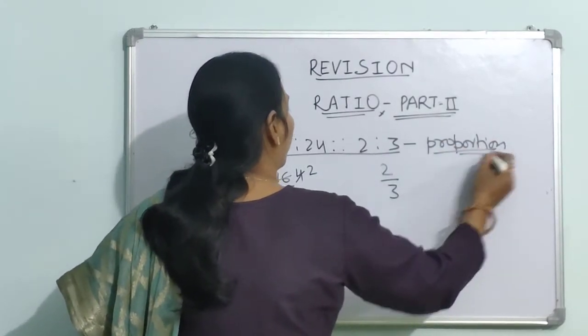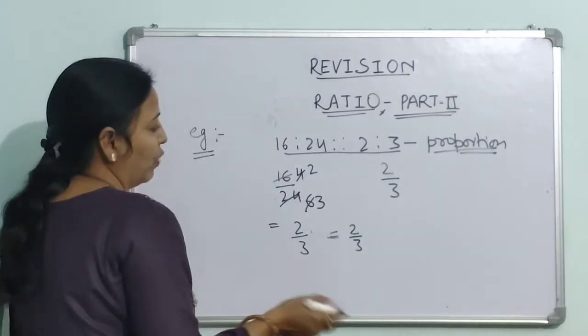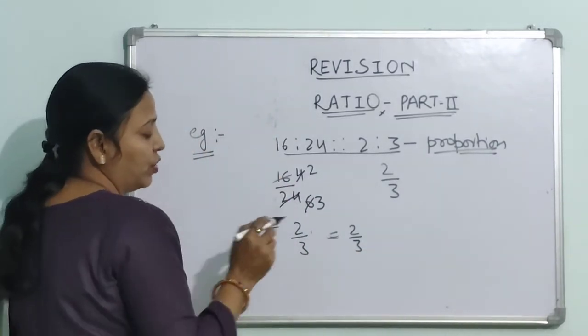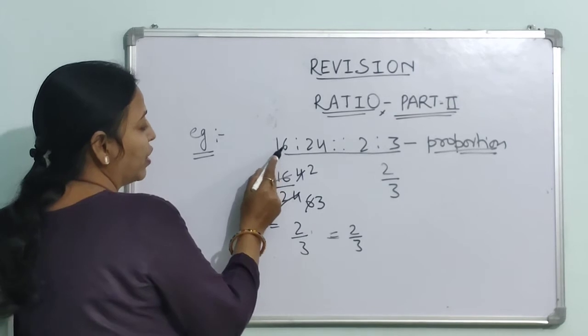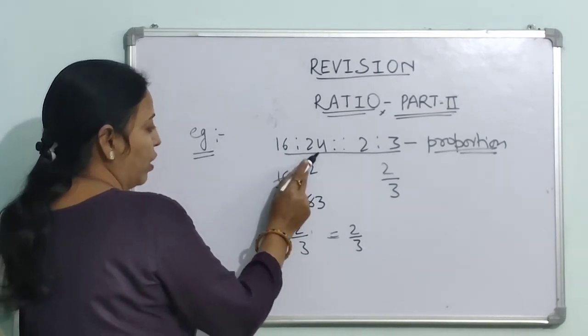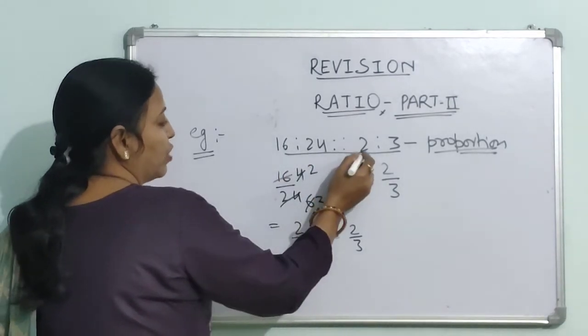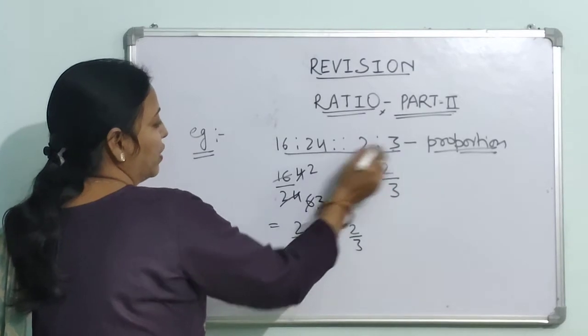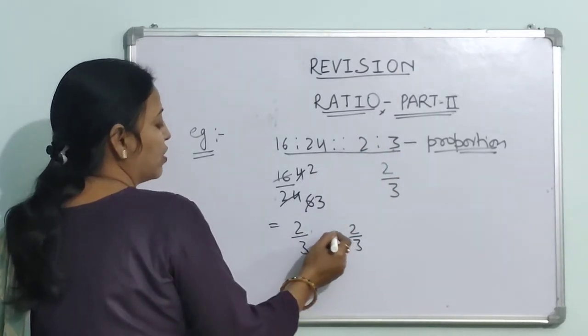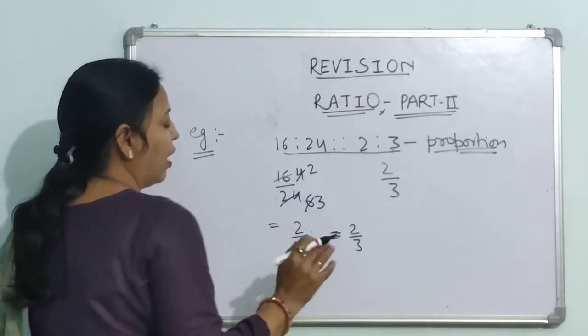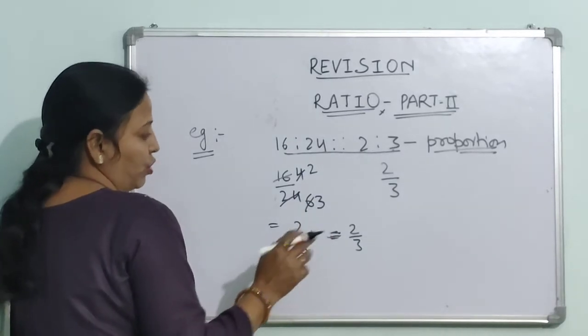So I hope the meaning of proportion is clear to you. Once again I am repeating the definition of proportion. If the ratio of the first and second quantity and the ratio of the third and fourth quantities are equal to each other, then those four quantities are known as proportion.